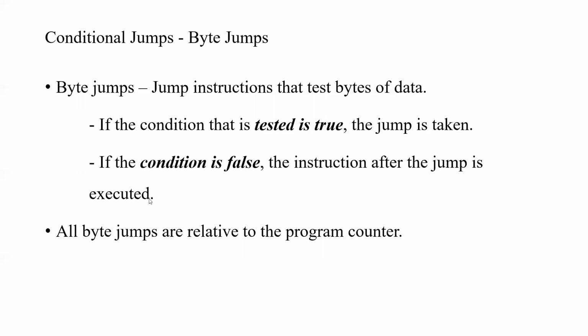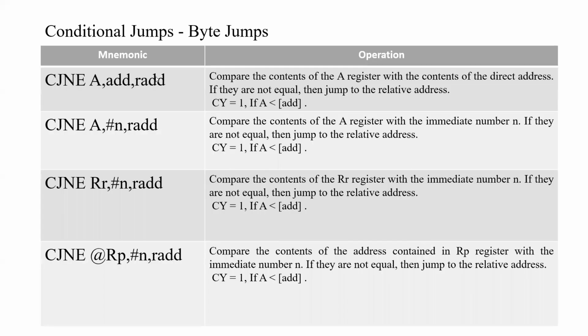It will always look for the condition which is true. If the condition is true, then the jump is taken, right? And if the condition is false, the instruction after the jump is executed, right? All byte jumps are relative to the program counter, right? We started with this one, and what we have is CJNE.